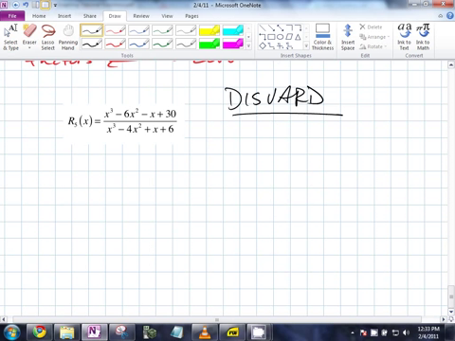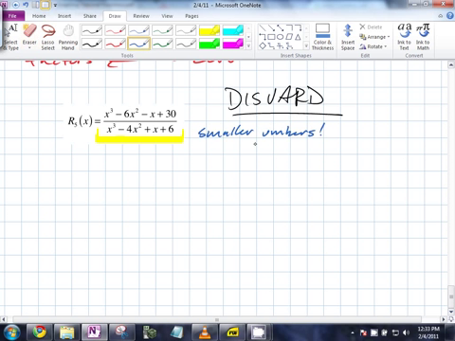Numerator, denominator. Which one do you think is easier to factor? Why? Smaller numbers. Yay! We love smaller numbers. Awesome. So we want to know when x cubed minus 4x squared plus x plus 6 equals 0, right?